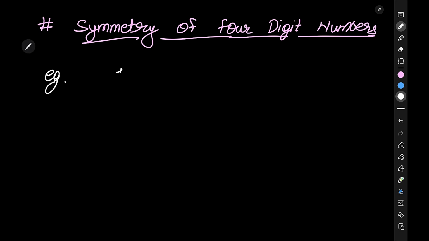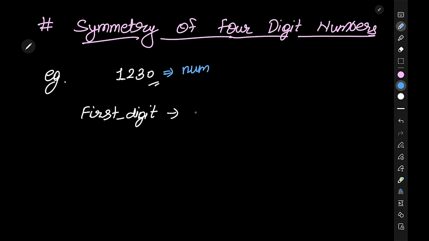Example 1230. In the 4-digit number, we simply have to check the first 2-digit sum and last 2-digit sum. So how will we find the first 2 digits and the last 2 digits? How will we get the first digit from this number? If we divide this number by 1000, we will simply get the first digit. Let's call it num. If we divide num by 1000, we simply get the first digit, that is 1.